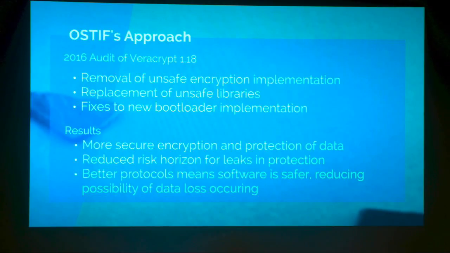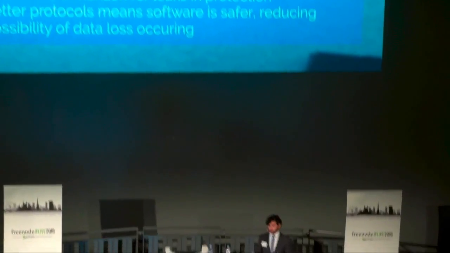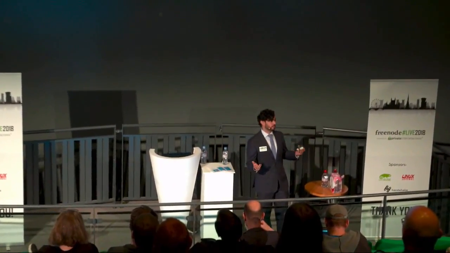So the result of that is more secure software, more secure encryption and protection of data. We have a reduced risk horizon for leaks and protection, because we can never say we completely can mitigate a risk, but we can do what we can to reduce the risk horizon associated with it. And better protocols means software is safer, reducing possibility of data loss occurring.